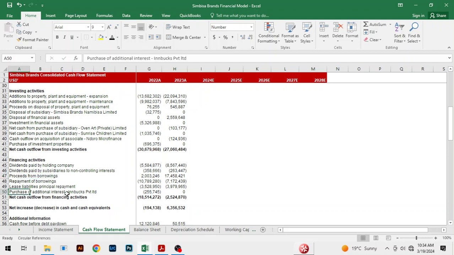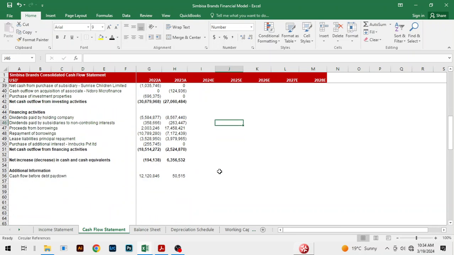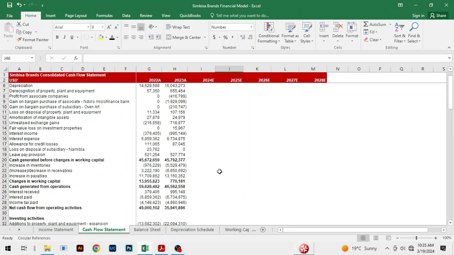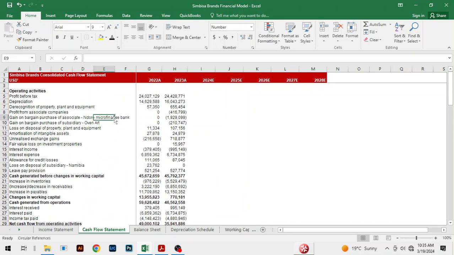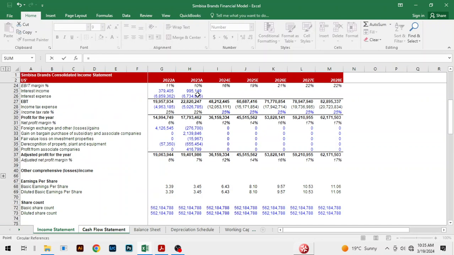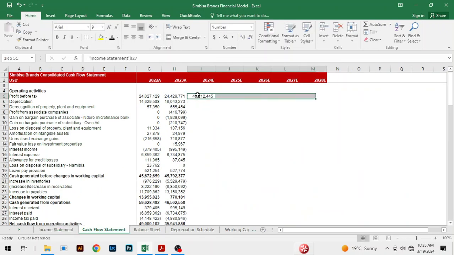So here we are seeing purchase of additional interest. This is a purchase of a minority interest in Innscor, right? So basically that's it for the cash flow statement. Now let's look at how we can project it. So now we want to link the profit before tax from the income statement. So profit, which is earnings before tax here for 2024, and then we copy that to the right.